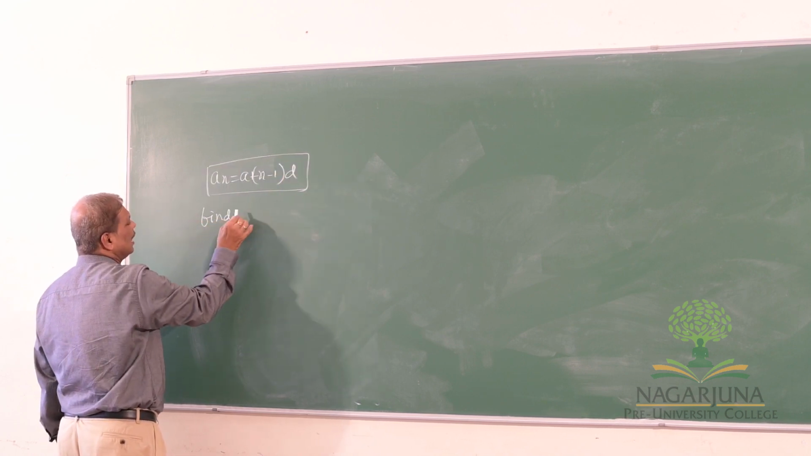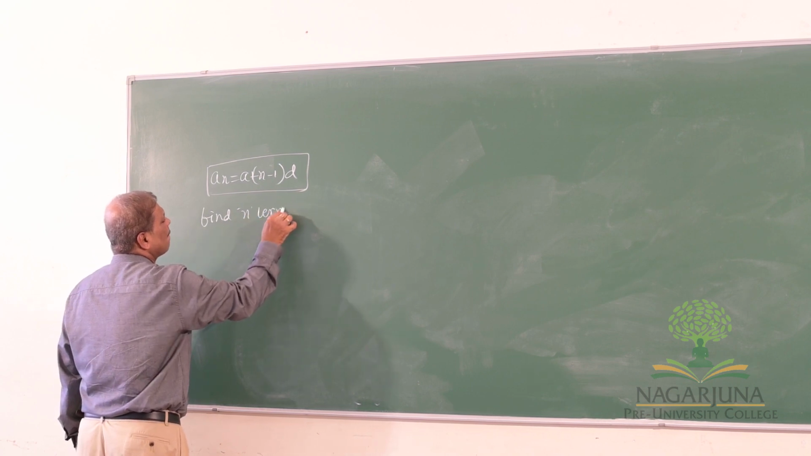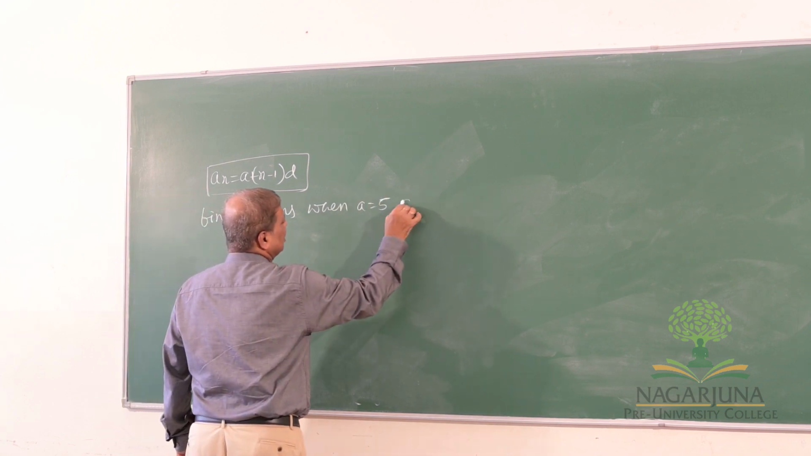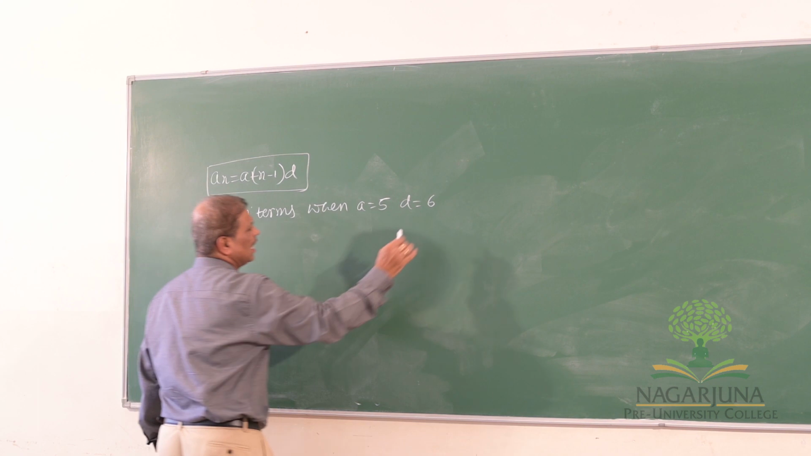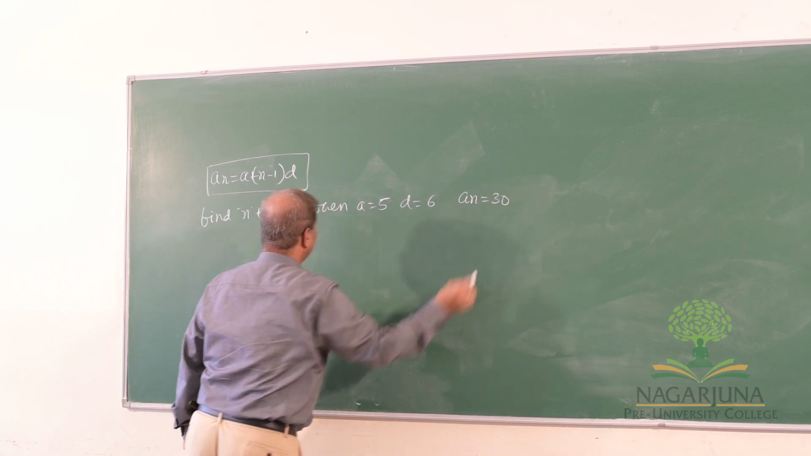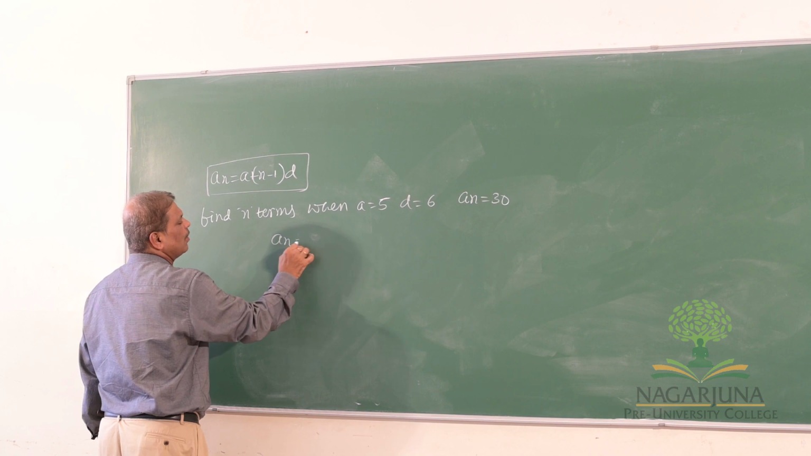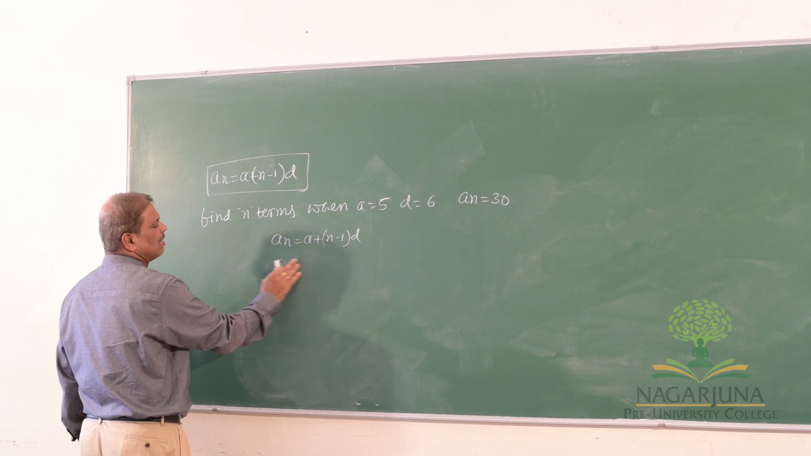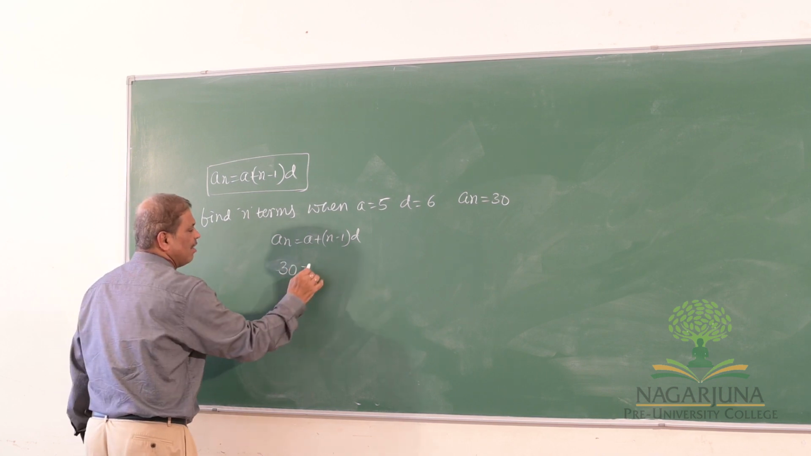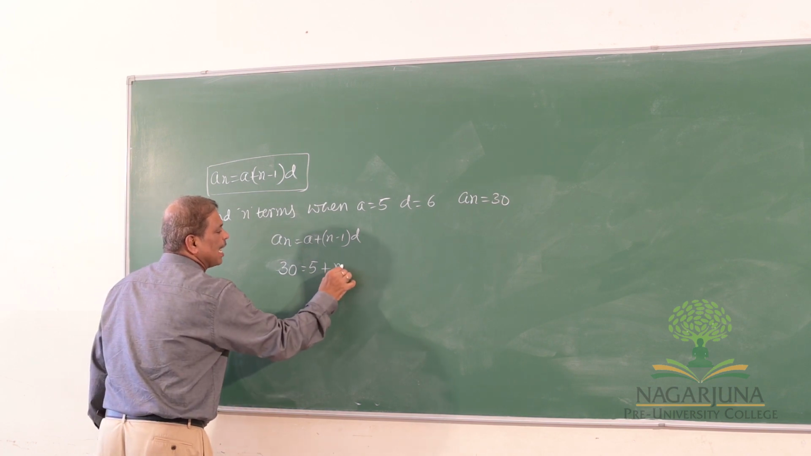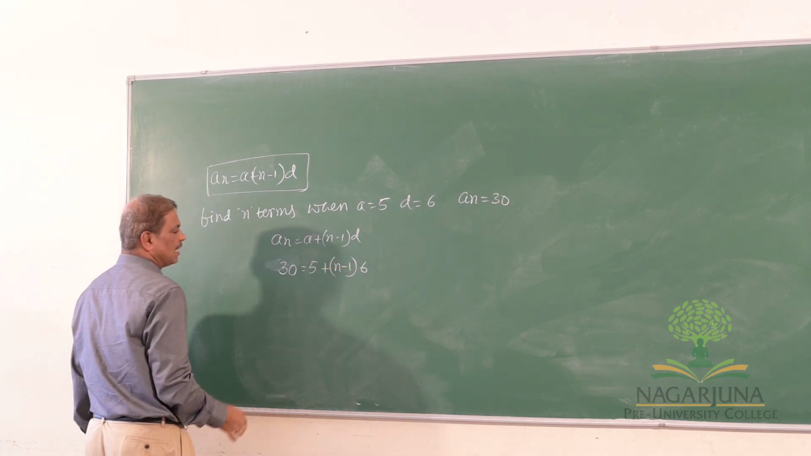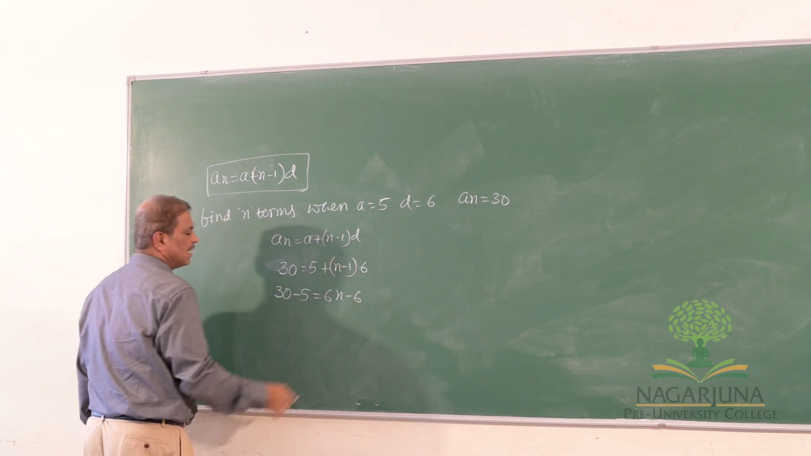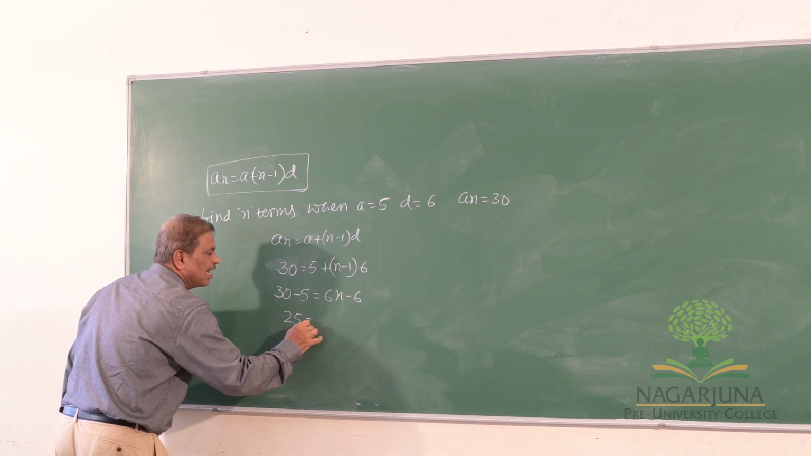Find the number of terms when a is equal to 5, d is equal to 6, and an is equal to 30. So use the formula an is equal to a plus (n minus 1) into d. In place of an substitute 30. What is a? 5. n we don't know, n minus 1, and d is 6. 30 minus 5 is equal to 6 into n, 6n minus 6. 30 minus 5 is equal to 25.